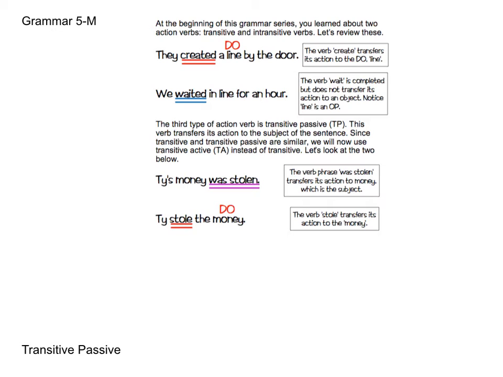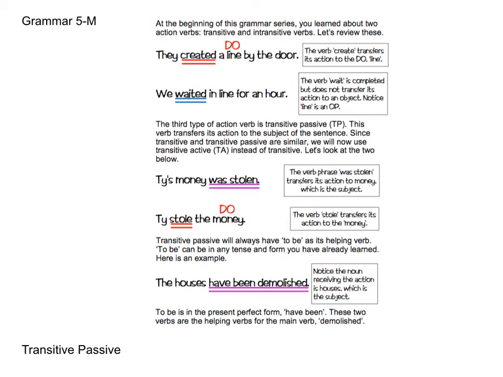So let's talk through how a transitive passive verb phrase is created. Transitive passive will always have to be as its helping verb. And to be will be in any tense or form that you have already learned. And you've learned a lot. You've learned past, present, future, as well as progressive and perfect.